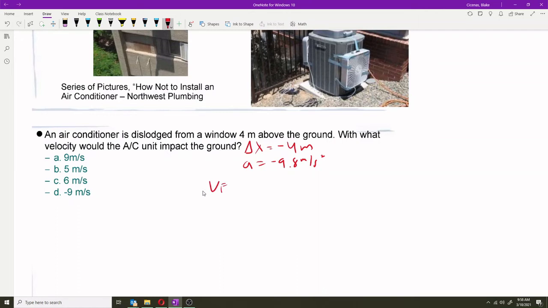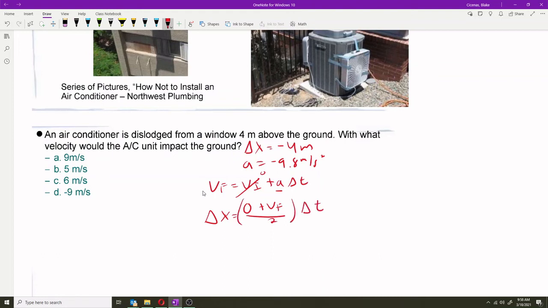So this is where I'm going to say the VF is equal to VI plus A delta T. We know it's dislodged, so it just initially falls. So our initial velocity is 0. And we know the acceleration is negative 9.8, but we don't know time, and we don't know VF. So we can't really use that at the moment. So I'll go back to delta X is equal to, for initial velocity is 0, plus our final velocity, divided by 2 times delta T.